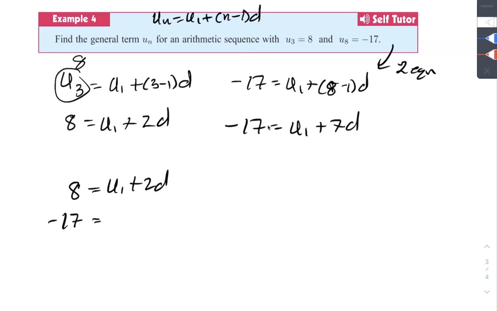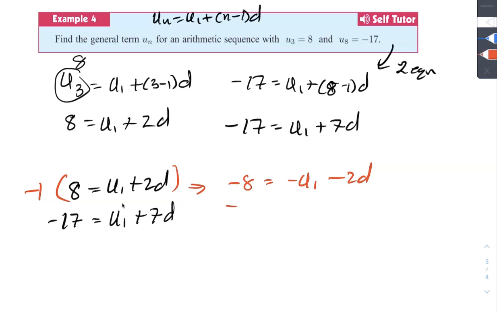Since we have two equations and two unknowns, we can solve it any way we want. Now look, the u1s are almost identical, so I'm going to multiply the top row by negative 1. So I'm going to get negative 8 equals negative u1 minus 2d. Negative 17, keep the bottom the same.